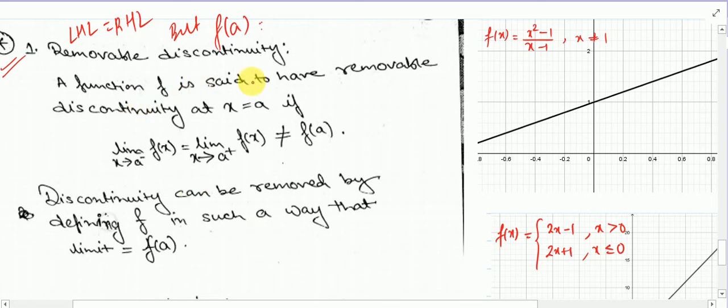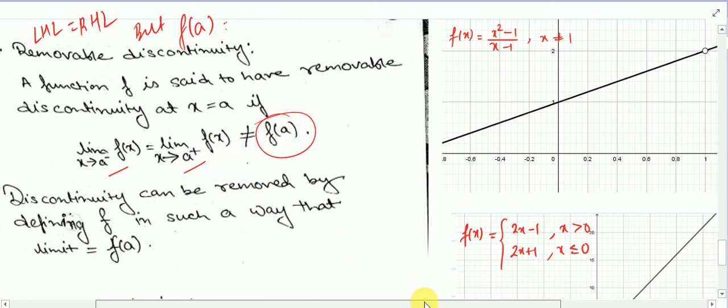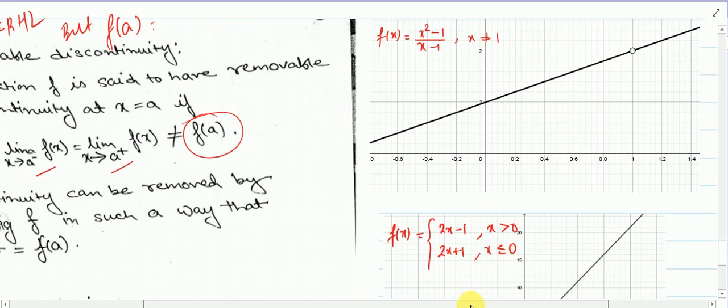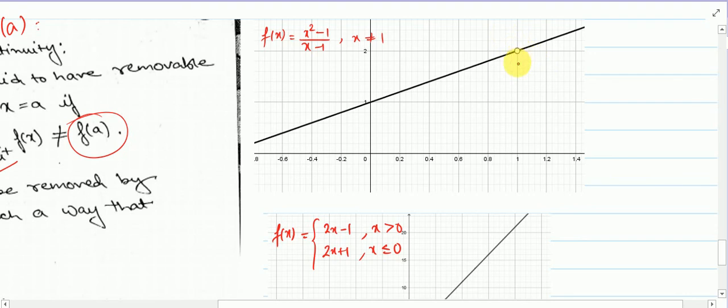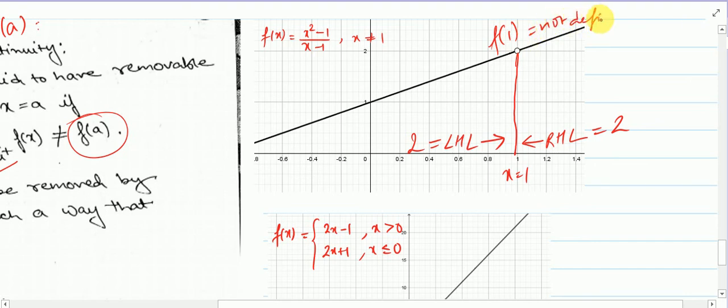So here a function f is said to have a removable discontinuity at x equal to a if the left-hand limit and right-hand limit are equal, but the functional value at a is not equal. So we say that removable discontinuity is there. Like here at x equal to 1, the right-hand limit is equal to 2 and the left-hand limit is also 2. But f(1) is not defined. So how can we make it continuous?